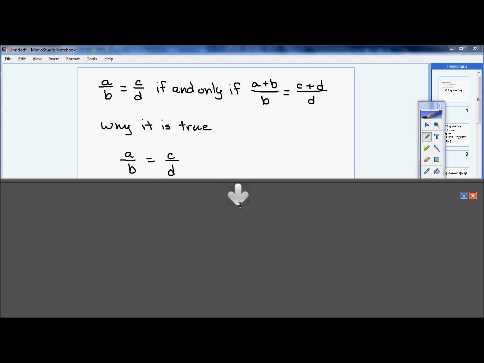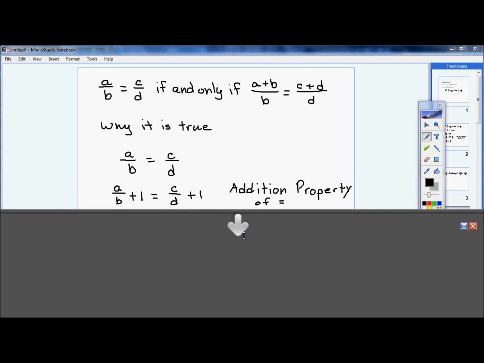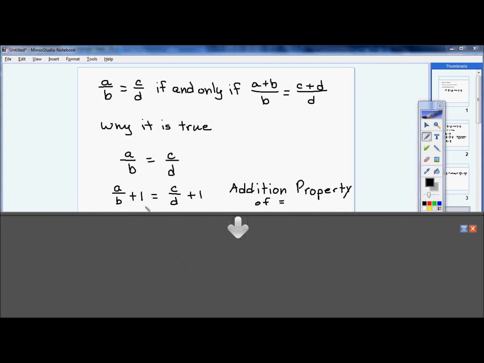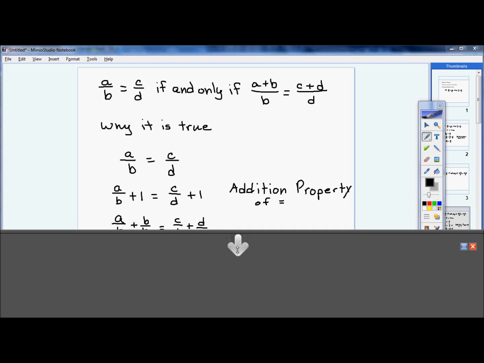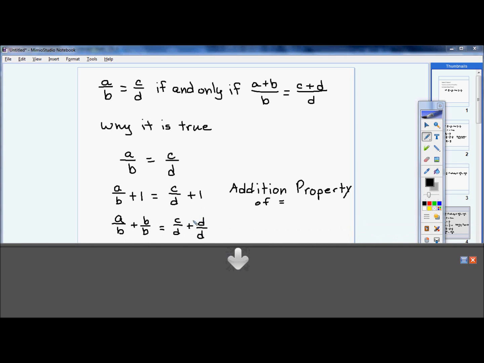And as we looked before, it's always okay to add the same thing to both sides of an equation. Now, in this case, I'm going to choose something you may not have thought of. I'm going to choose a 1. Everybody could agree that if you add 1 to both sides of an equation, you still get the same value here. It's still equal. Now, I'm going to change the way this 1 looks. I'm going to change the 1 on this side into a B over B. Change the 1 on this side into a D over D.